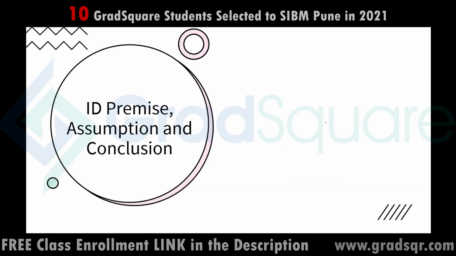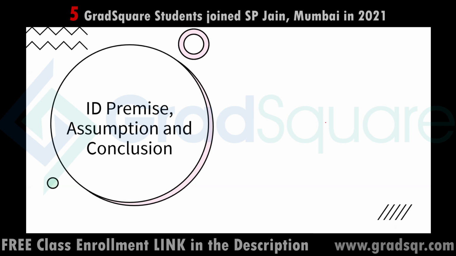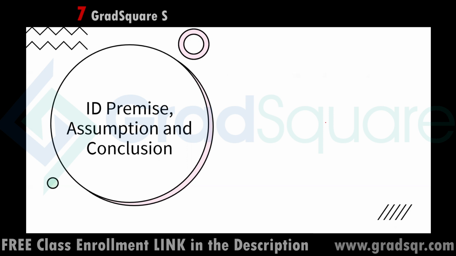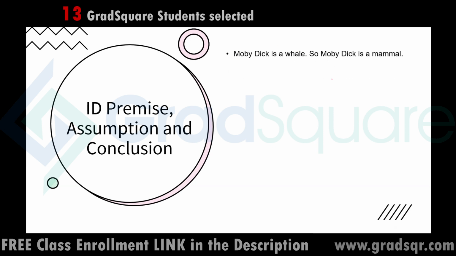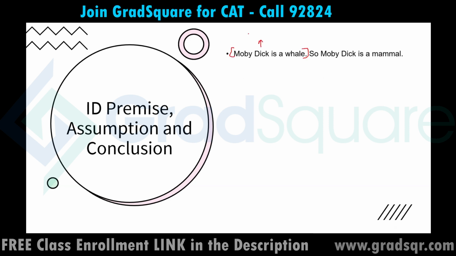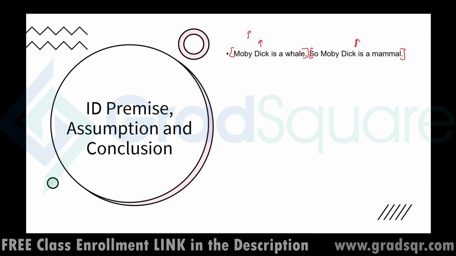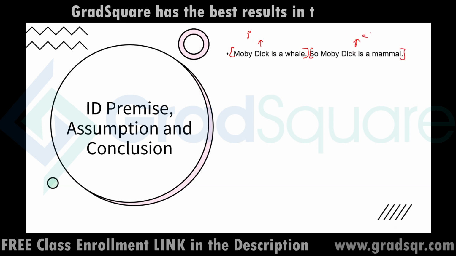So let's look at a few arguments and try to recognize which are the premise, assumptions, and conclusions inside a few of these arguments. Firstly, let me pick up a very short argument. It says, Moby Dick is a whale, so Moby Dick is a mammal. Here the first part of the sentence, Moby Dick is a whale, is the premise. Moby Dick is a mammal is the conclusion.